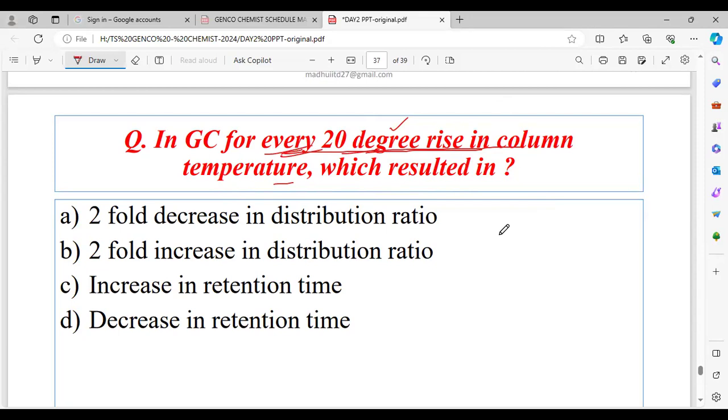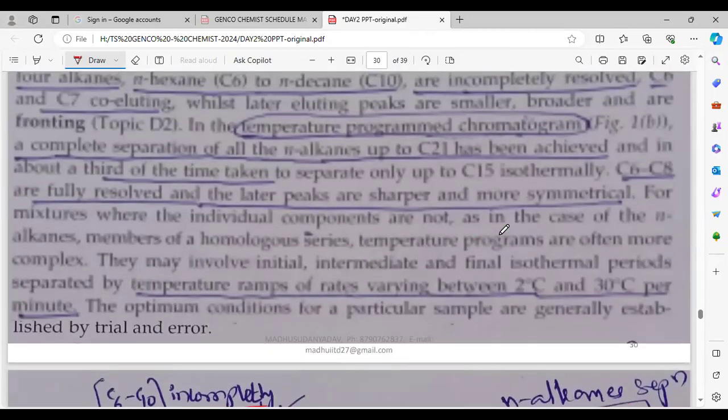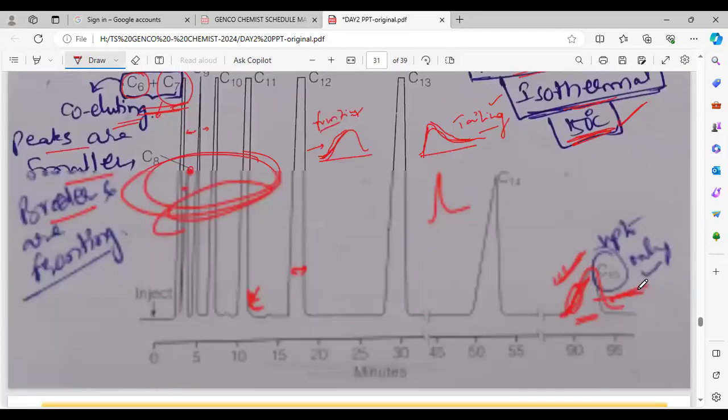Are you sure? Yes, two-fold increases its distribution ratio. Its answer lies in this theory part. Okay, read that and answer the question.